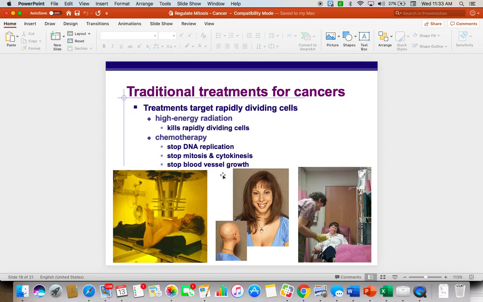And so this again is just talking about the two main types of treatments, radiation and chemo, which you've probably heard of before. This person is receiving radiation. You have to lie on a table very, very still. They direct the radiation straight at the cancer. Oftentimes, they go to great measures to make sure you're in the exact same position every time.